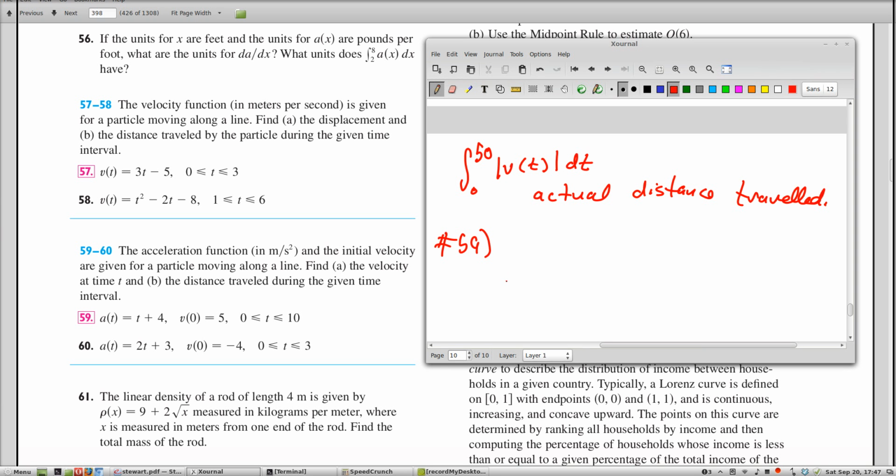What is it saying? The accelerator. Oh, I forgot where I was. 57 is where we are. So we're supposed to find A, the displacement, and B, the distance traveled.